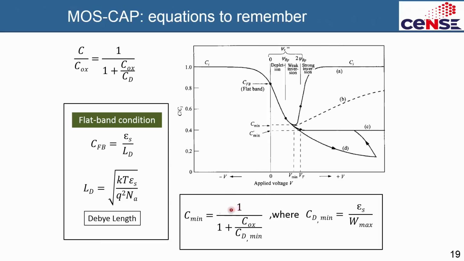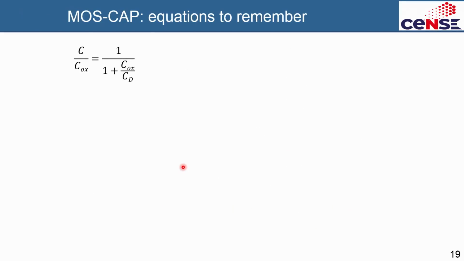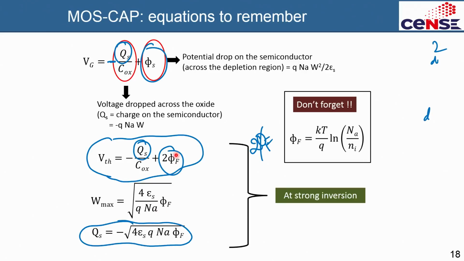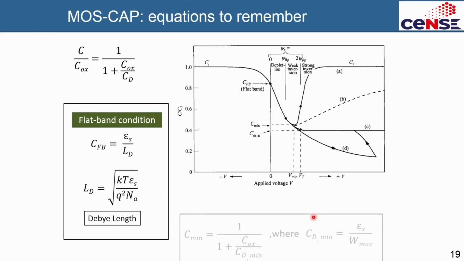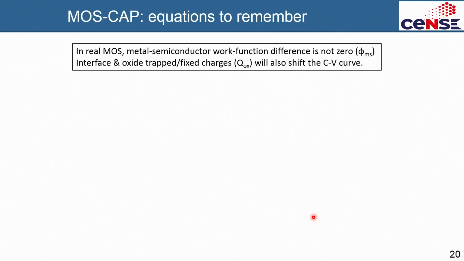And of course the minimum capacitance value is given here, where this is the W_max, which we have already discussed. So please remember these slides and these equations that I am writing here, they are very important. They will give you all the things that you need to know in a CV capacitor. So in a real capacitor, the metal semiconductor work function difference will not be 0, and there will be some fixed oxide charges.